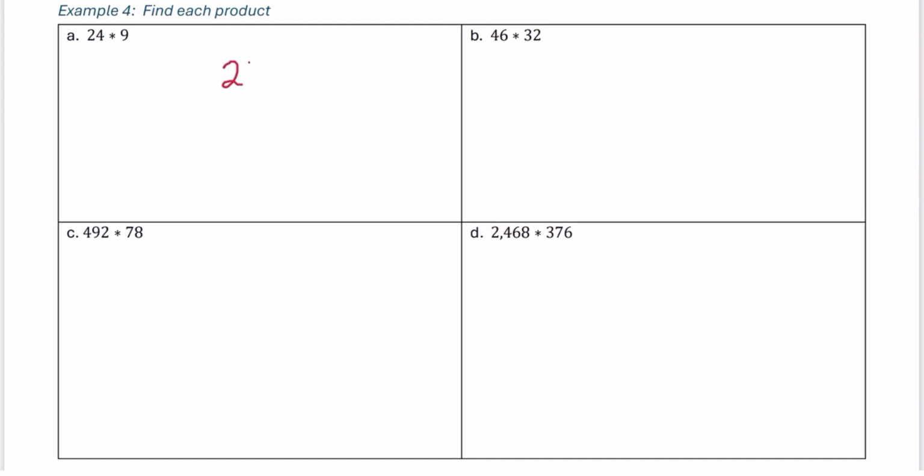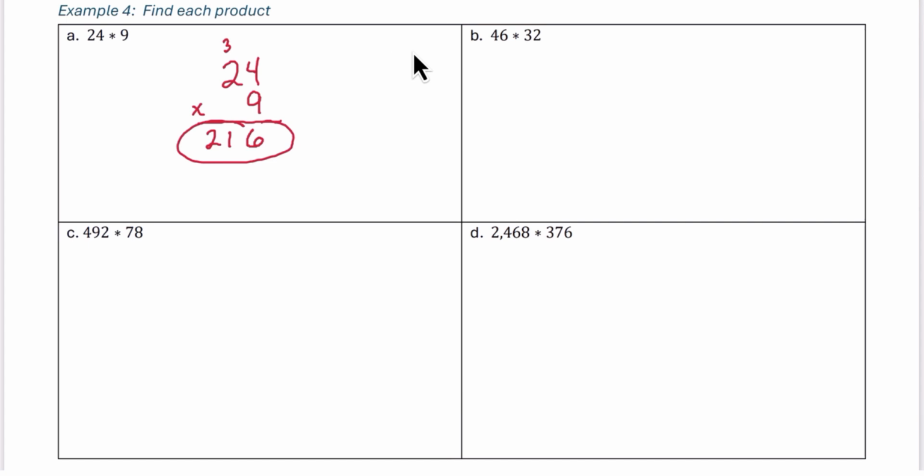We'll set it up with 24 on top and 9 underneath it, flush on the right. And we want to multiply these two numbers. We'll start with 9 times 4. 9 times 4 is 36. We'll put the 6 below the 4 and the 9 and carry the 3. And now 9 times 2, which is 18, plus the 3, that gives us 21. So we have 216 as the final product.